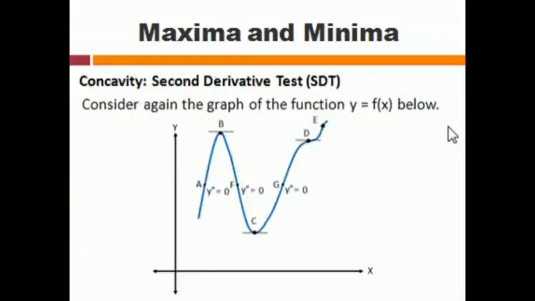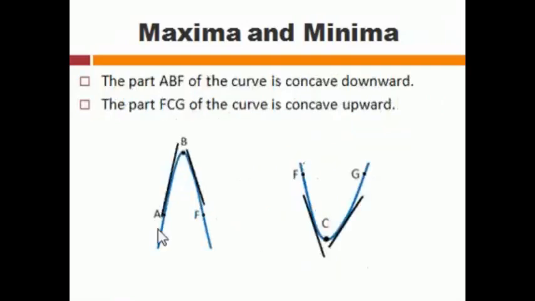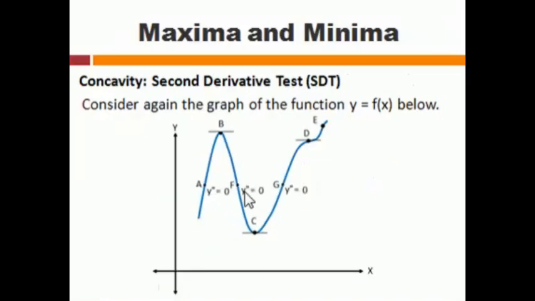Concavity, second derivative test. Consider again the graph of the function y equal f of x, with point A, point B, point C, point F, point G, point D, and point E. Notice that for points F and G, solving for the second derivative y double prime, you have y double prime equal to 0 at point F and y double prime equal to 0 at point G. Later on, I will discuss the significance of these points.